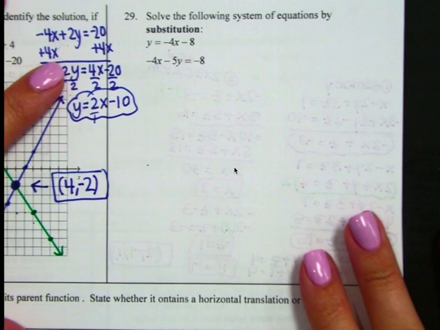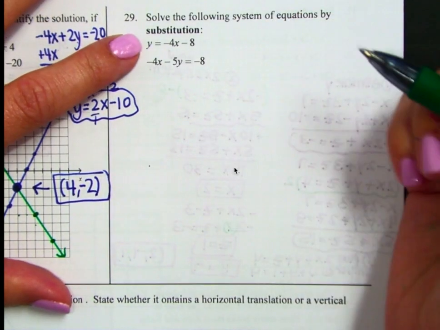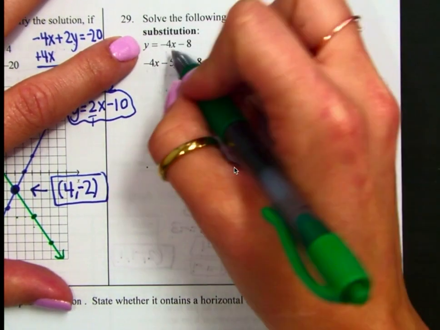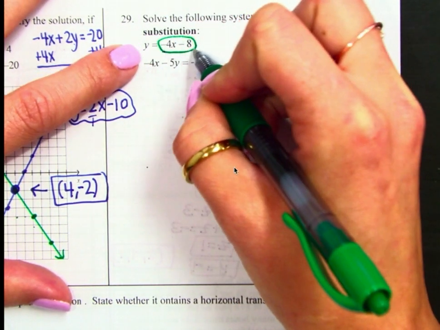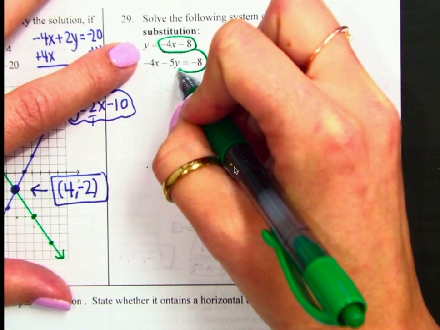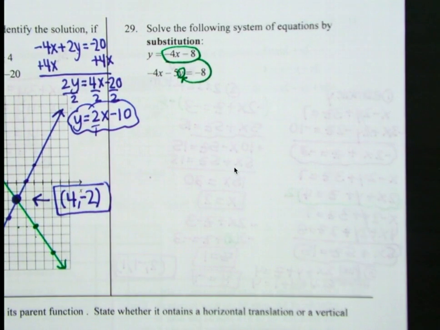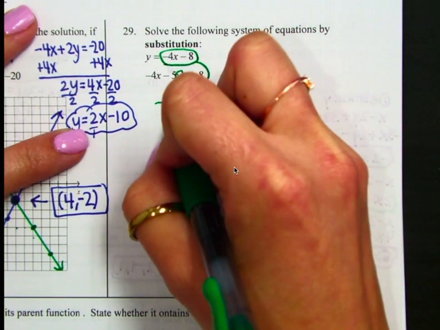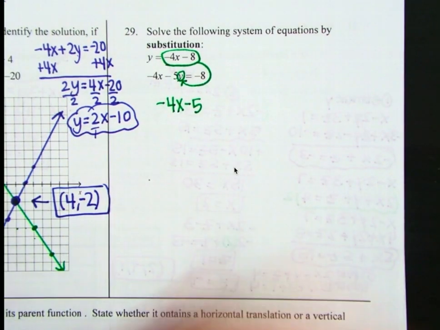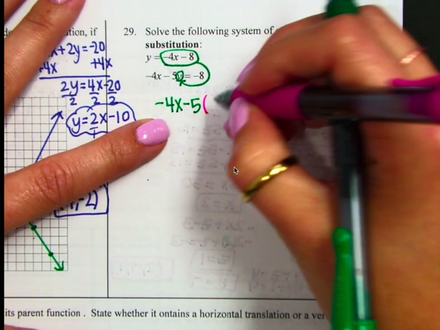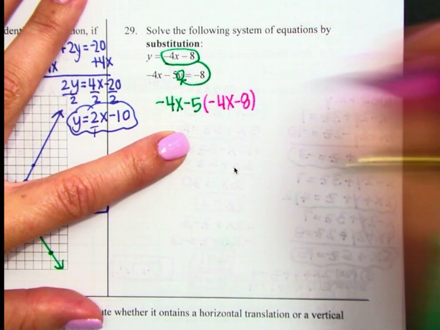We're going to solve using substitution. So we're looking for an isolated variable. We have y isolated. So we're going to take -4x minus 8 and we're going to plug it in to the other equation right here for y. Okay, so I'm going to copy down that entire second equation, -4x minus 5, but I'm going to throw out the y and substitute in what it's equal to, which is -4x minus 8.